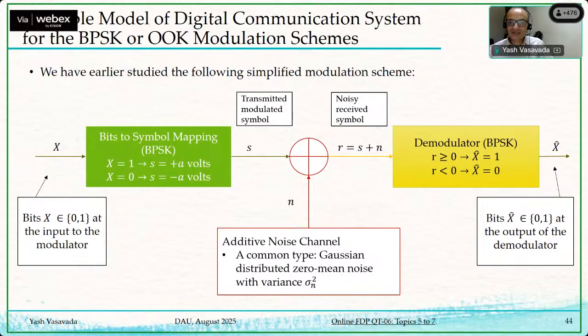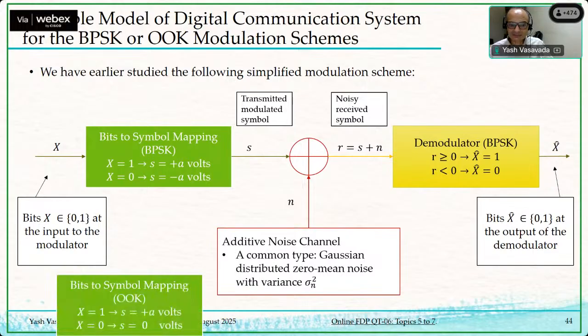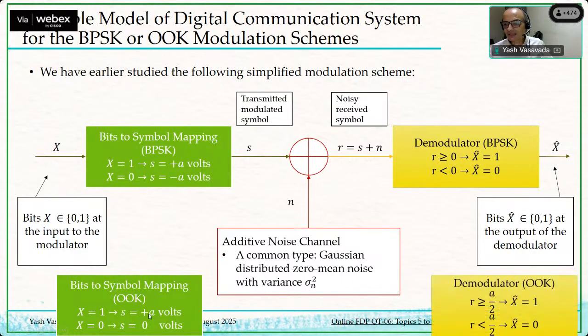On-off keying is very similar, except x equal to 0 gets mapped to s equal to 0. Here it was s equal to minus A, here it is s equal to 0. Basically, when x is equal to 1, you turn on the transmitter. When x equal to 0, you switch it off. That is what s equal to 0 means.